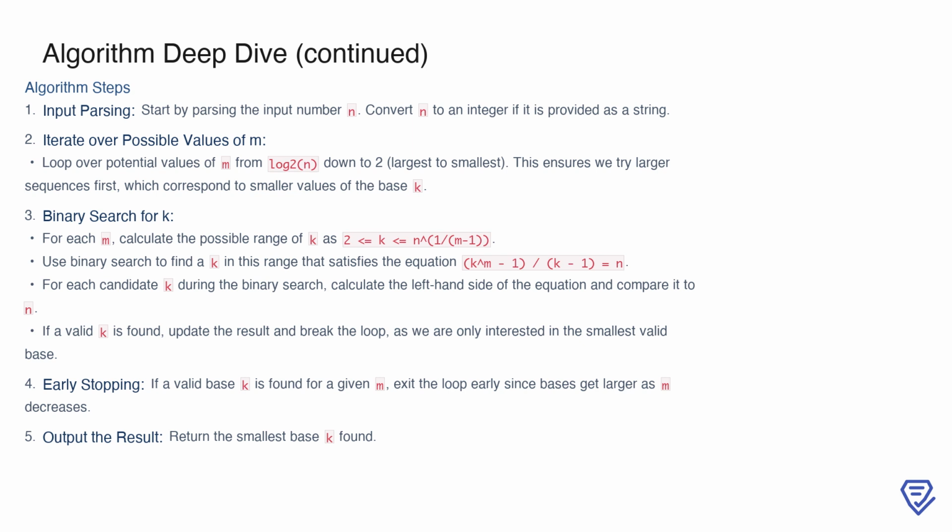During the binary search, we calculate the left-hand side of the equation for each candidate k and compare it to n. If a valid k is found, we update our result and stop further checks for smaller m values, since the sequence length is inversely related to the base size. Finally, after exiting the loop, we return the smallest base k that meets the conditions, ensuring optimality and correctness.